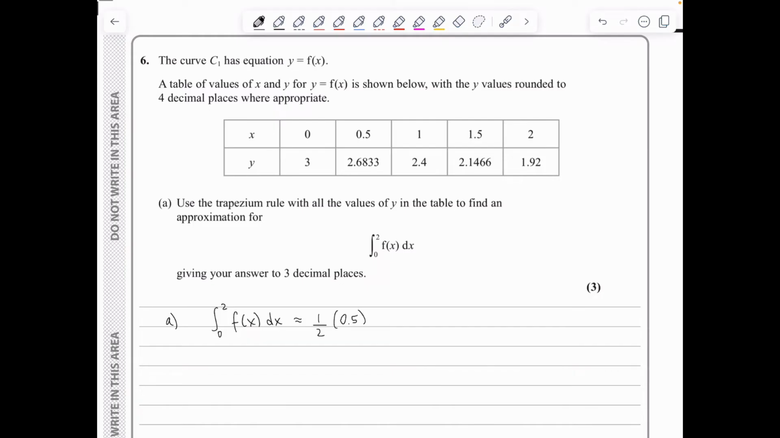And then it's going to be the first and the last y value once, and then all intermediate values of y twice. So 2 times 2.6833 plus 2.4 plus 2.1466. Be careful when you plug everything in on the calculator. It should give you an answer of 4.84495. Remember, we need to give our answer correct to 3 decimal places. So that's going to be 4.845 to 3 decimal places.